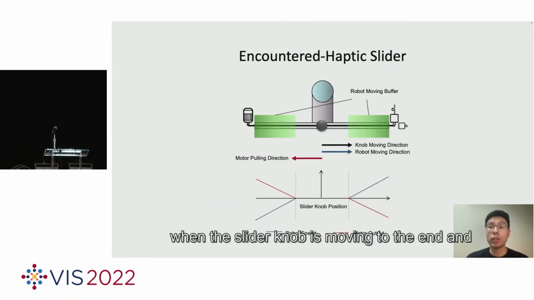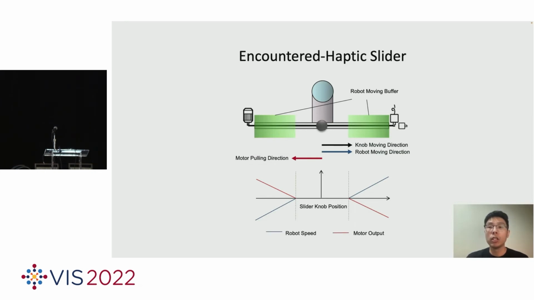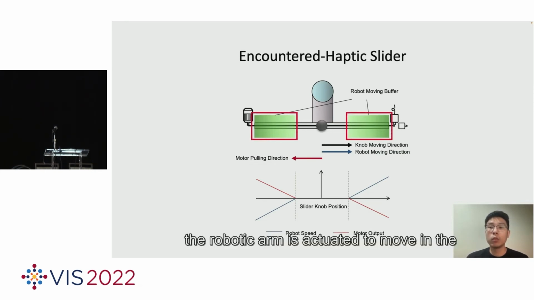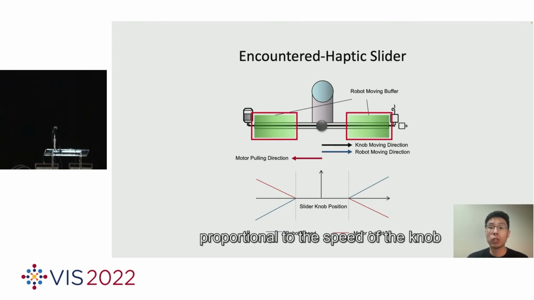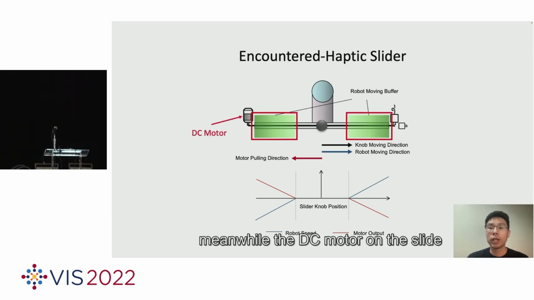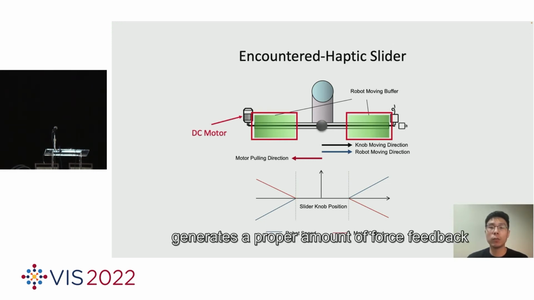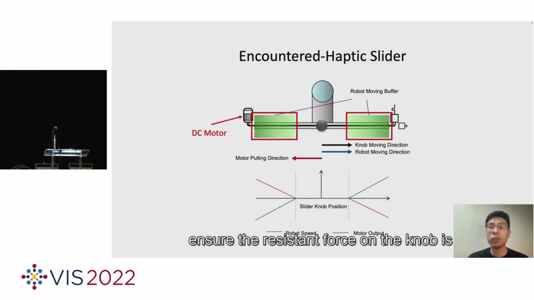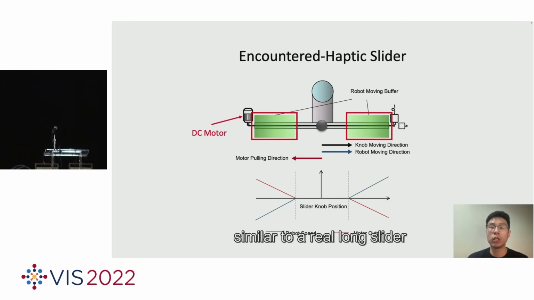When the slider knob is moving to the end and enters a predefined buffer region, the robotic arm is actuated to move in the same direction, and the speed is positively proportional to the speed of the knob. Meanwhile, the DC motor on the slider generates a proper amount of force feedback based on the speed of the robotic arm to ensure the resistant force on the knob is similar to a real long slider.